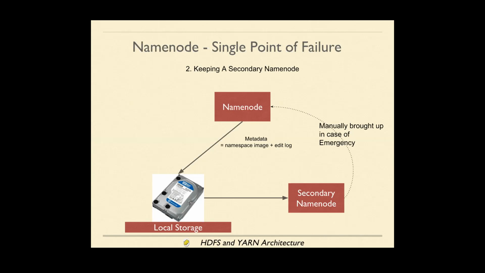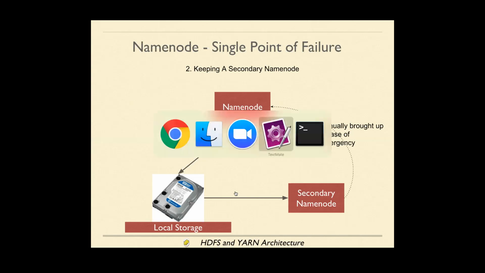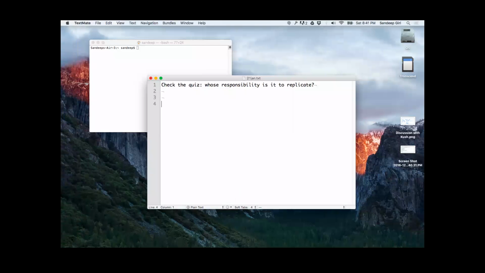All right. A point from Prasun: could you take an example to explain image and edit logs? I'll try. Imagine for the time being that we have file one. This is our metadata in the memory.